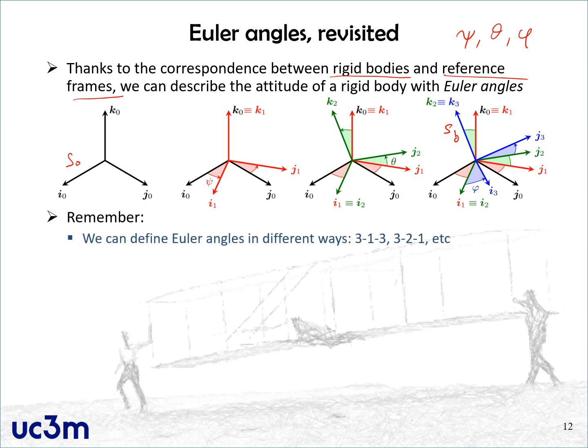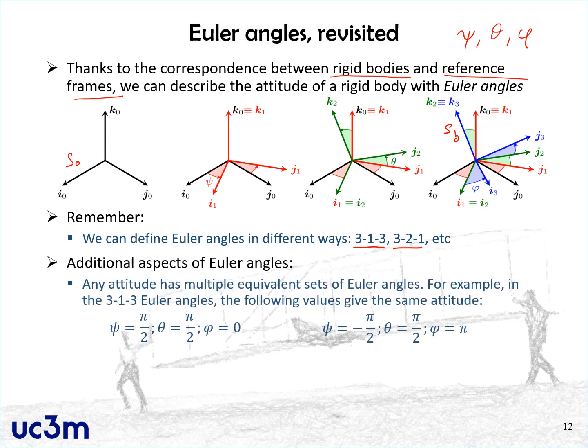So remember that when we talk about Euler angles, it is important to mention what are the type of Euler angles that you are using. In previous lectures, we saw in particular the 3-1-3 Euler angles and the 3-2-1 Euler angles, but remember that there are others as well that you can define. Some additional aspects about Euler angles that we didn't cover on previous lectures are the following. Well, first of all, you should realize that Euler angles have some defects. Okay, usually we can live with these defects and they are not a problem, but you should be aware of them.